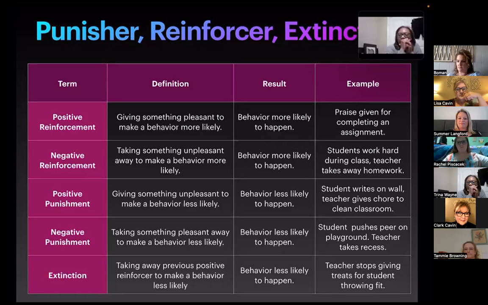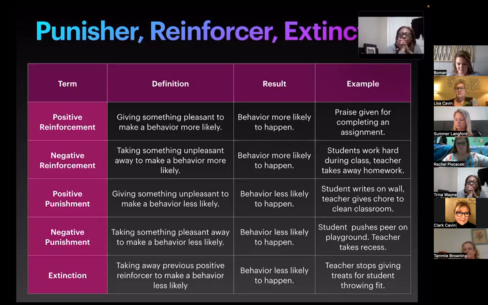A positive punishment is when you give something unpleasant that makes a behavior less likely. Certainly spanking is something where you give them something unpleasant to make a behavior less likely to occur. But most of our school districts don't use corporal punishment anymore, although it is still legal in the state of Texas.